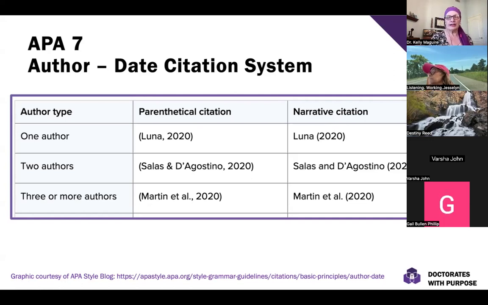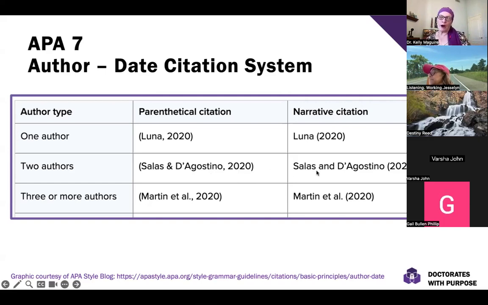Where this starts to vary is when we have two authors. So let's look across. This one is Salas and D'Agostino. If it's parenthetical, we use the little ampersand sign, that little symbol above the 7 on your keyboard. You'll notice that we still have similar spacing. So it's just the author's last name, Salas, a space, the ampersand, a space, the surname of the second author, D'Agostino, a comma, a space, and then the year.